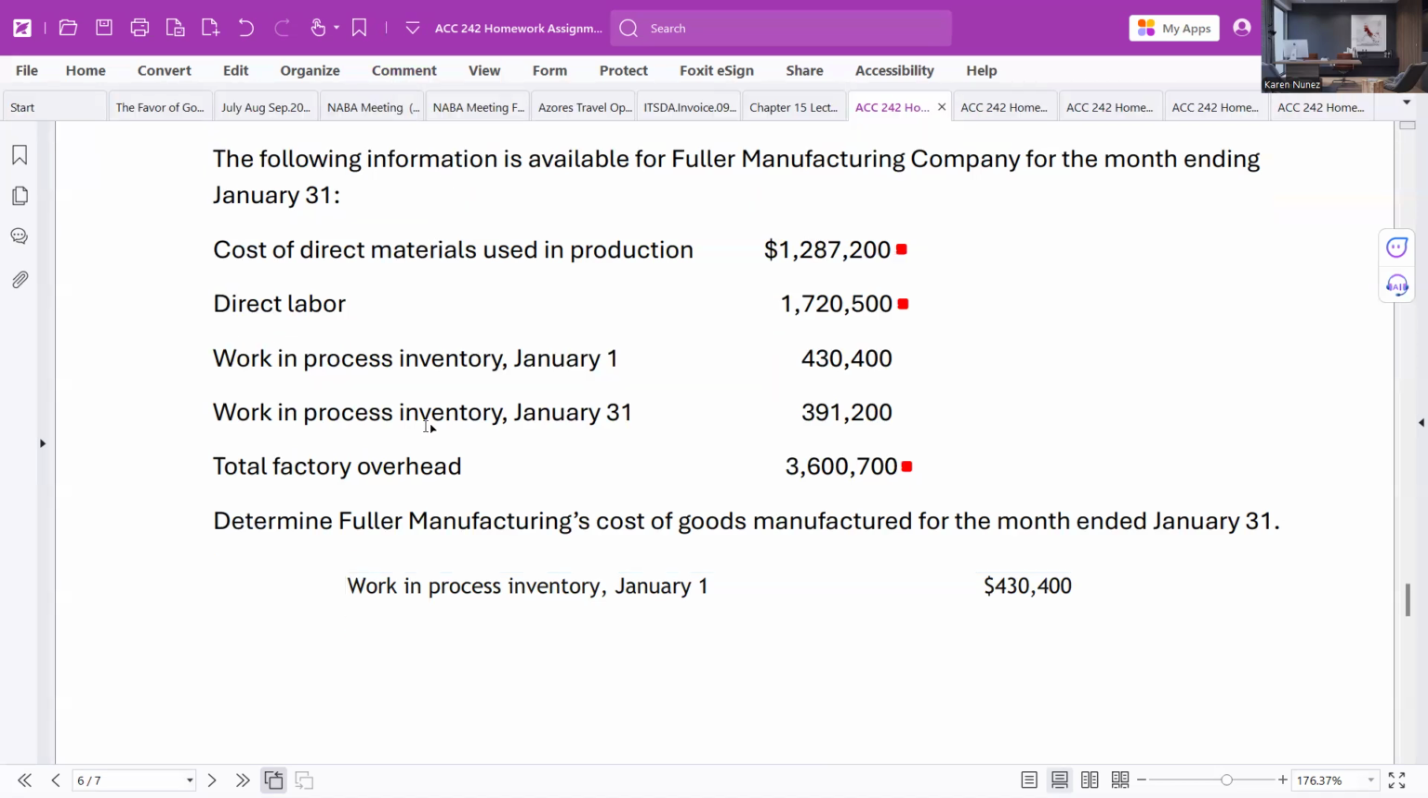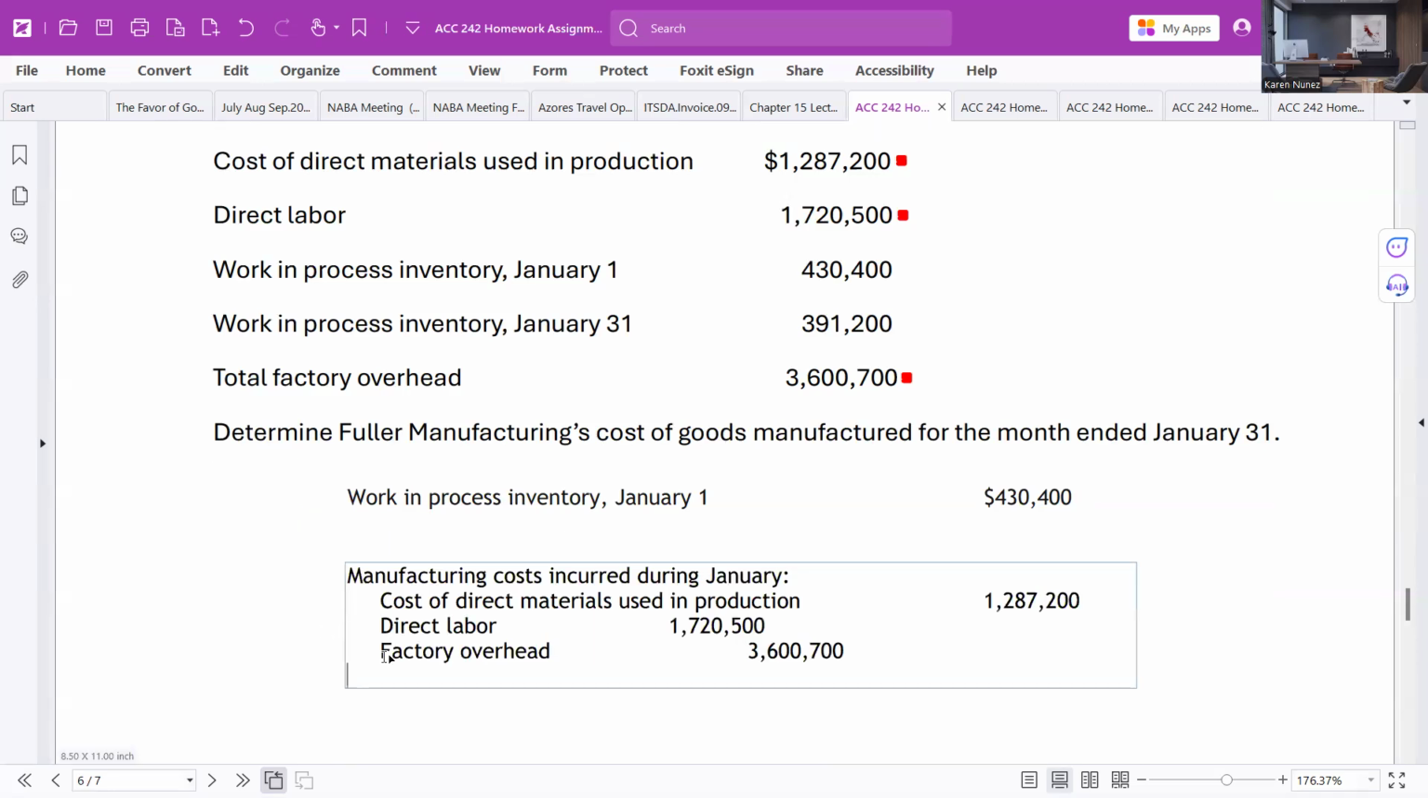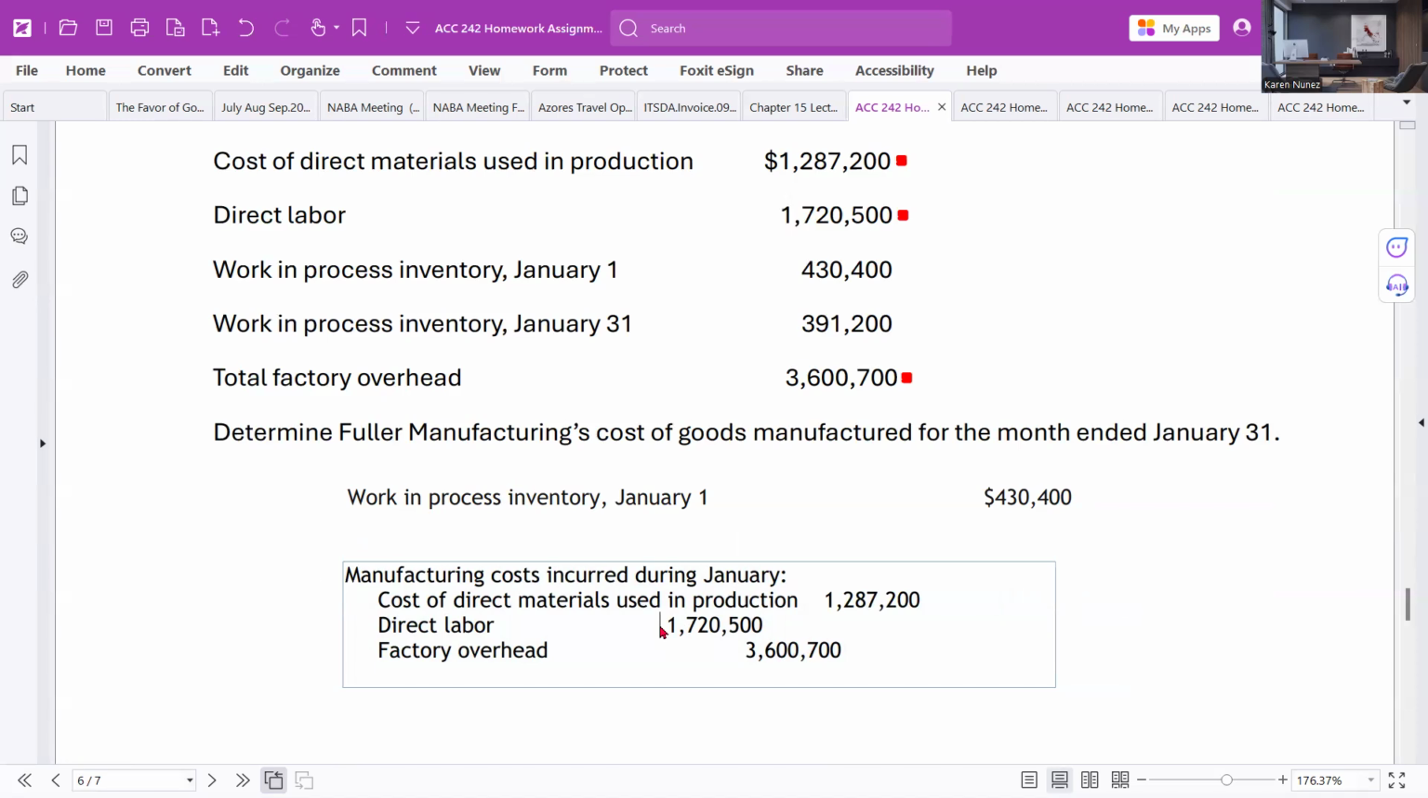So that's all we're going to do. We're going to take that beginning balance and add in the cost of the materials, the labor, and the overhead. So here's what we've got: the materials, the labor, and the overhead. We're just adding in those three things.